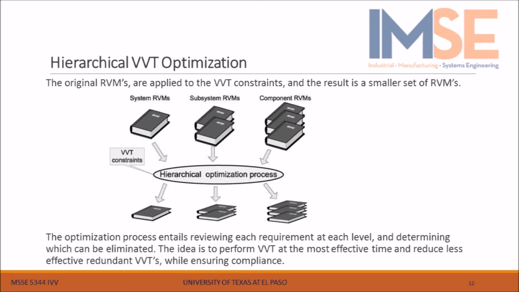When the process begins, all of the requirements are evaluated at all levels. The result is many overlapping activities. By reducing the redundancy, an optimization is achieved. To explain this another way, each requirement should be reviewed at each level in order to determine which VVT activity can be eliminated or scaled back.